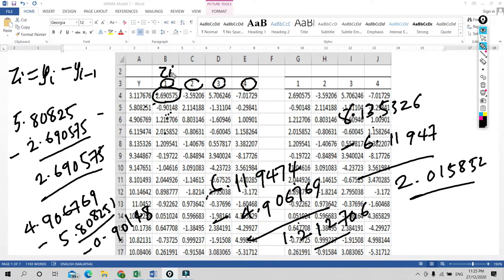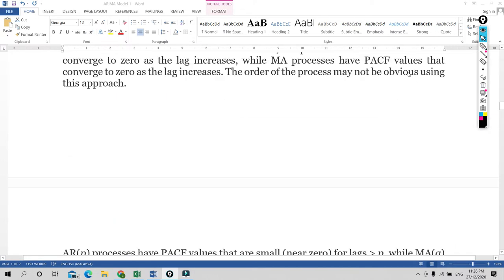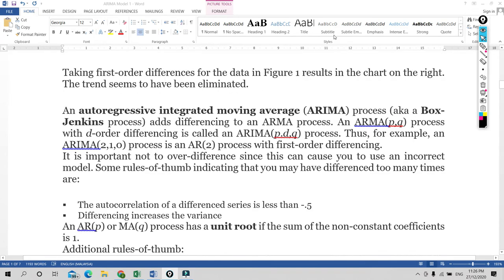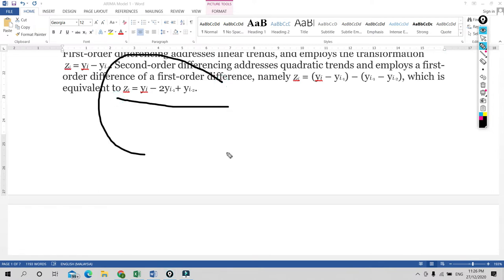So on and so forth, you can solve this part. Now for the second order differencing, you can apply the formula. This is the formula for second order differencing. You can use this formula for second order differencing.